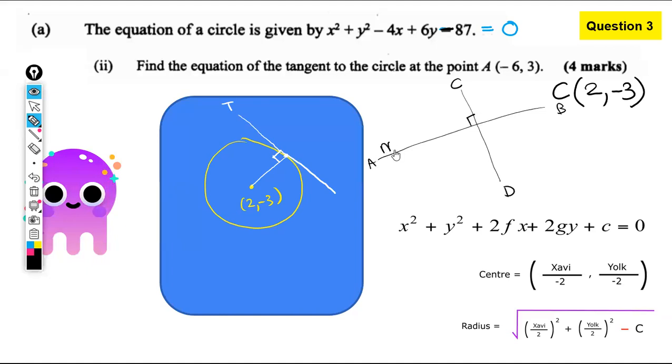If the gradient of AB is 2/3, I'm just saying if, the gradient of a perpendicular line would be the negative reciprocal of the other line. In other words, you flip the gradient and change the sign. So the gradient of CD would be, flip 2 on 3, you'll get 3 on 2. And if it's positive, you make it what? Negative. Flip and change the sign. That should help you with this particular question. Good luck.